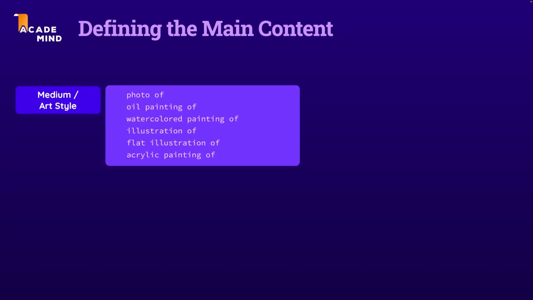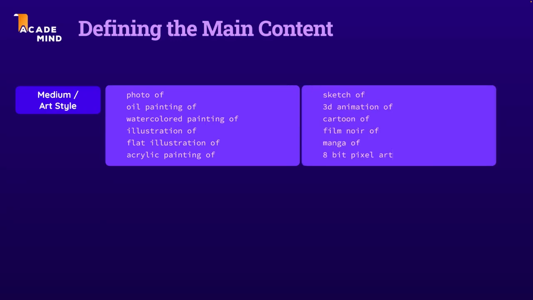We could create an oil painting, an illustration, a flat illustration, an acrylic painting, or to give you more at hand, a sketch, a 3D animation, or an 8-pixel art. There are plenty of other options available, so you can be very creative here. I just want to give you some of these options at hand, and now I want to show you some of these options in a practical example to show you how this changes the overall look of the image.